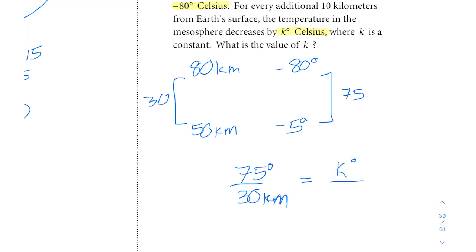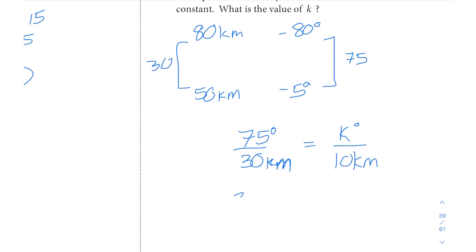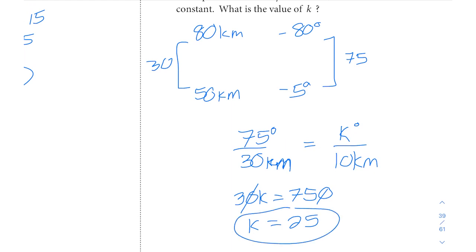And the question's asking us to find this value of k, which is going to be the temperature change, k degrees, per every 10 kilometers. So we can treat this like a proportion. We can cross multiply and solve. When we cross multiply, we get 30k equals 750. To make the math a little easier, you can cancel out a 0. 3k equals 75, and when you divide by 3, you get 25 for k. And that finishes up section 3.